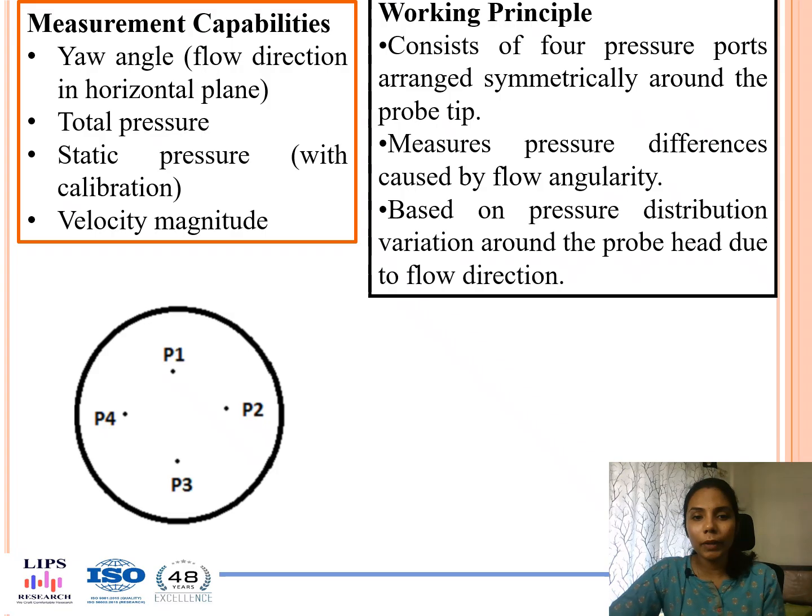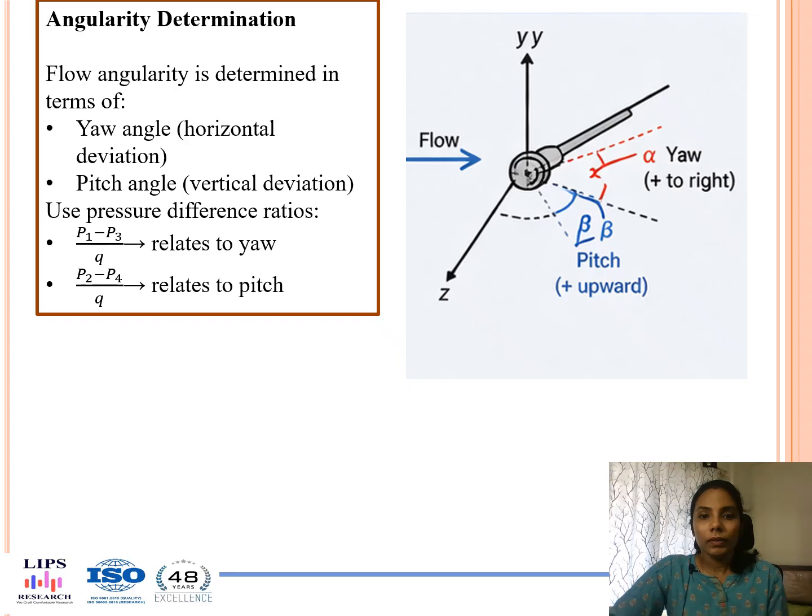Essentially, this particular probe works on the principle that flow direction alters the pressure distribution around the probe head, and this variation is used to extract meaningful flow parameters. So this particular figure, which is shown on the right side of the slide, helps us to get a clarification about how the terms have been explained in this particular calculation part.